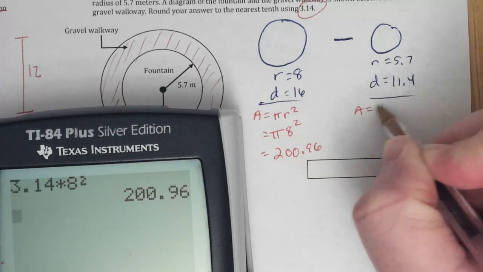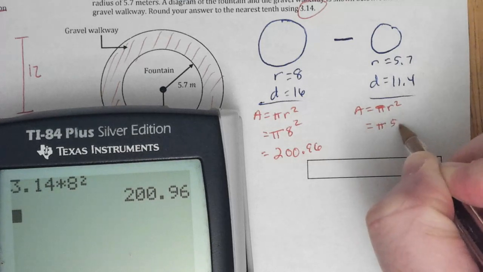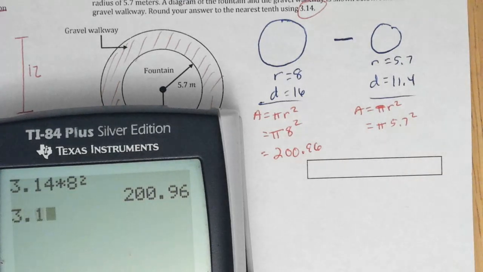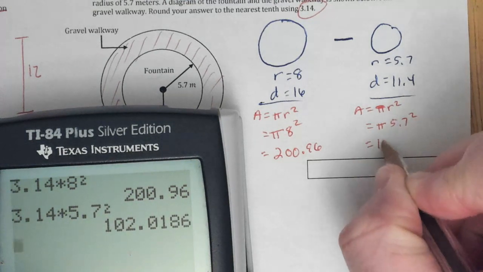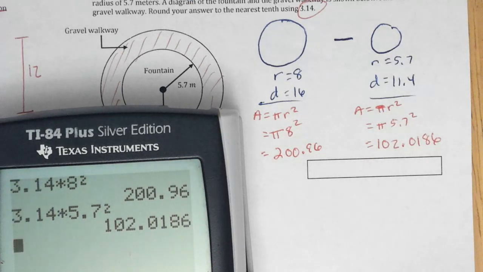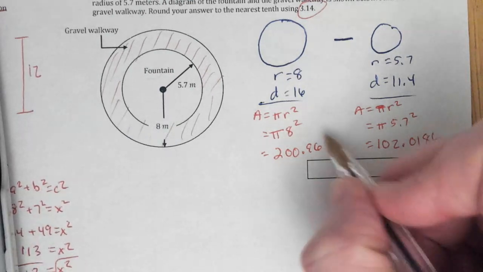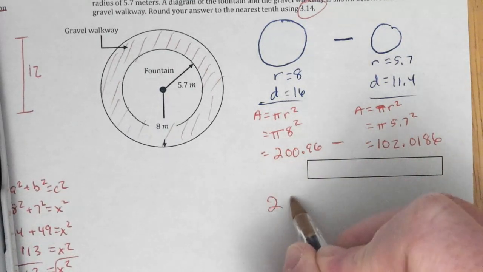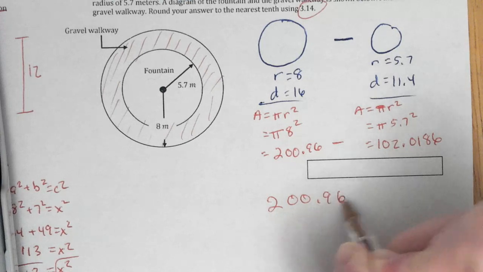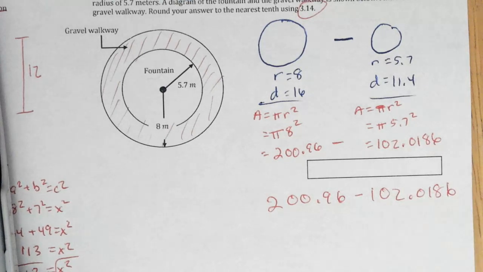And over here, same idea. Area equals pi r squared. So pi 5.7 squared. So 3.14 times 5.7 squared. We get 102.0186. Notice I'm not rounding yet. Do not round. So no rounding yet. Okay, and we're going to subtract those two. So we're going to say 200.96 minus 102.0186. We're going to subtract those.